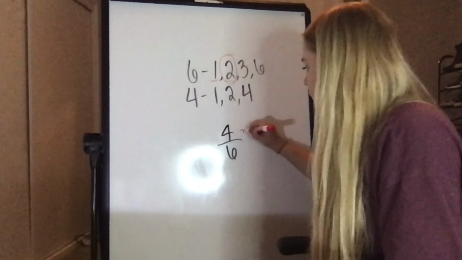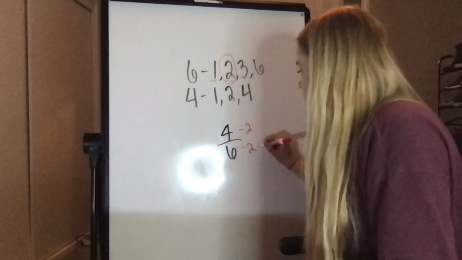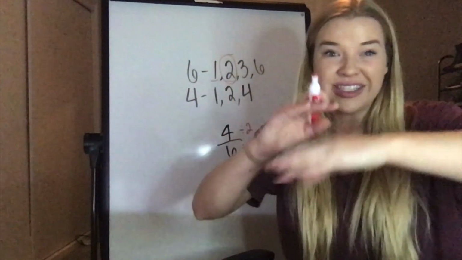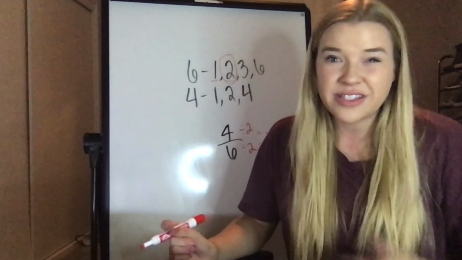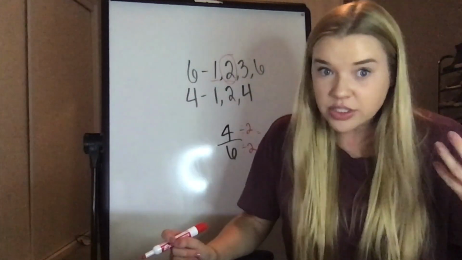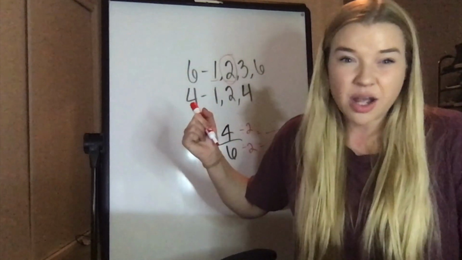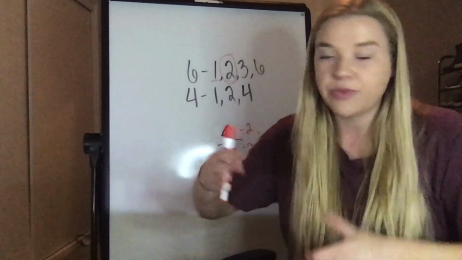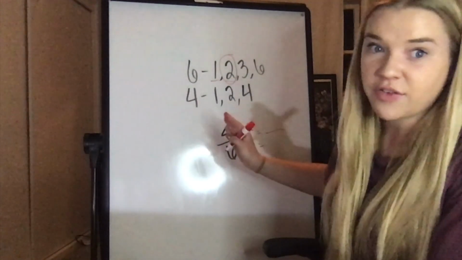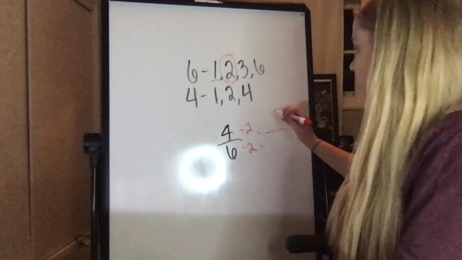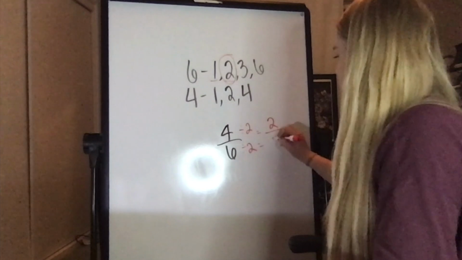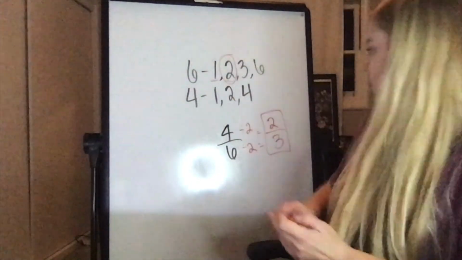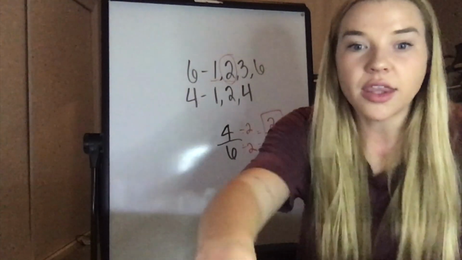So now I can divide the top, or the numerator, and my denominator by 2 to get the value of that fraction. What that means is the most simplified form. So whenever you see a question that says reduce or simplify, the greatest common factor is really the best way to ensure that you're getting the most simplified version. So in order to find the simplified version of 4 sixths, I know 4 divided by 2 is 2, 6 divided by 2 is 3. So 4 sixths simplified is 2/3.